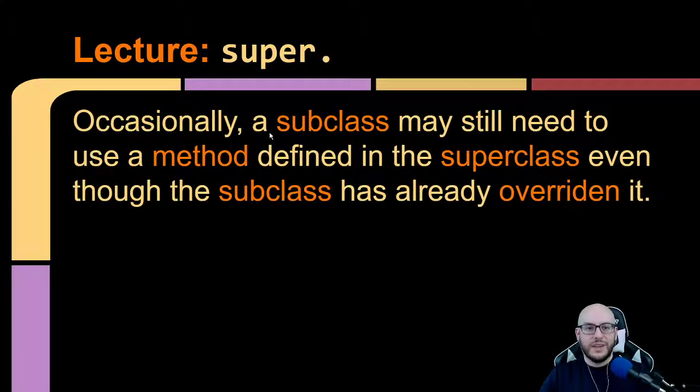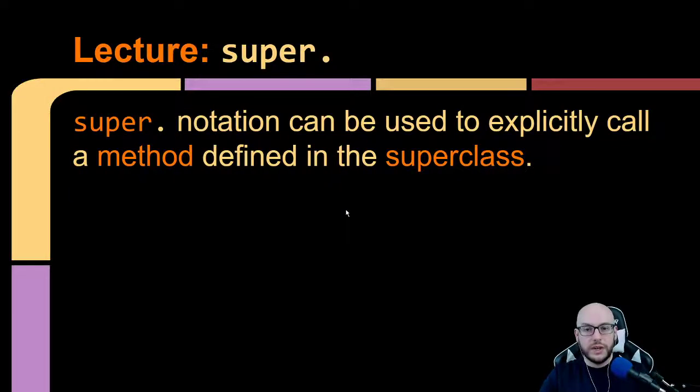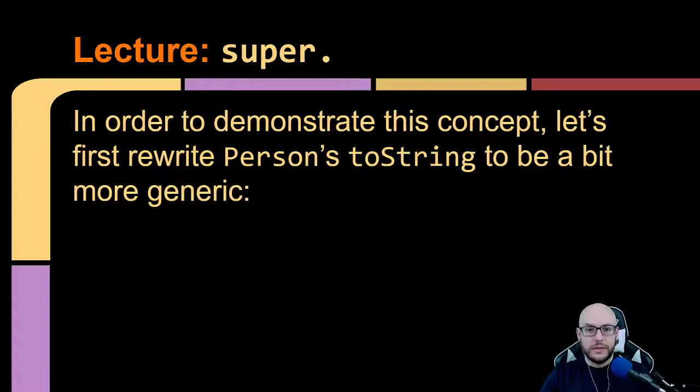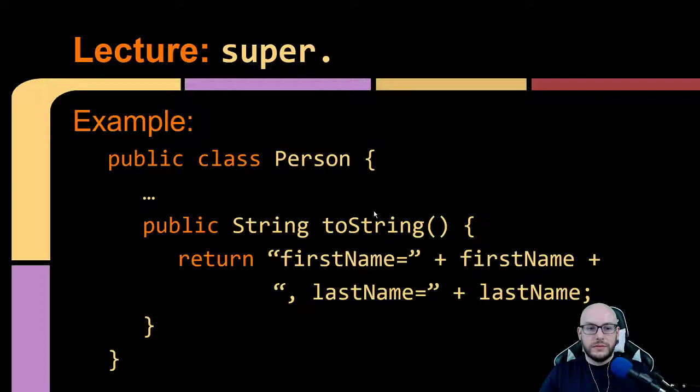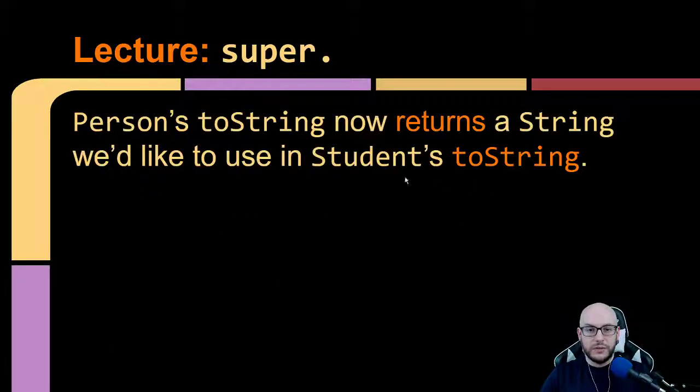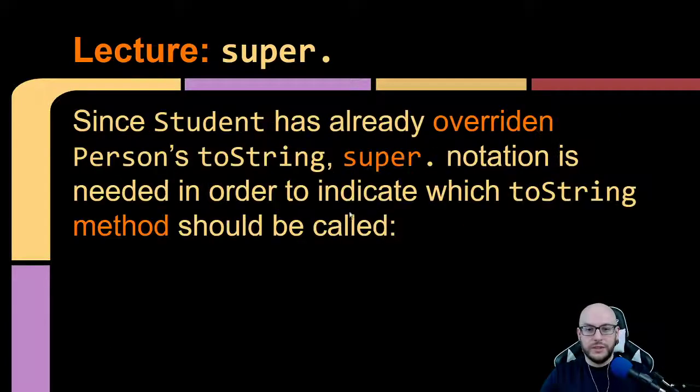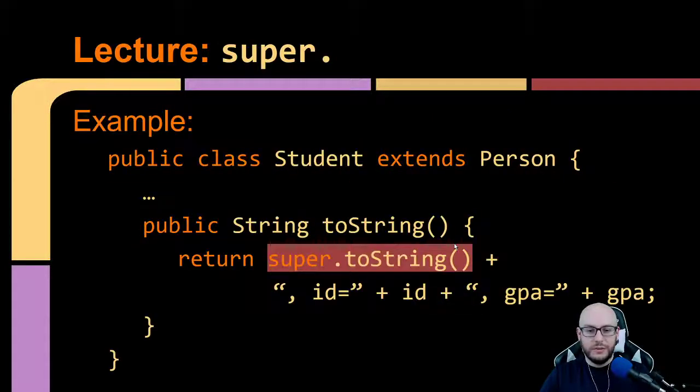Occasionally a subclass may still need or want to use a method defined in a superclass, even though we have already overridden it. And that is where super dot notation comes in, because we can explicitly call a method defined in the superclass. We basically went through this. We have our Person's toString, which does a first and last name. That returns it to Student, and then Student ultimately uses it. We've already demonstrated all this.